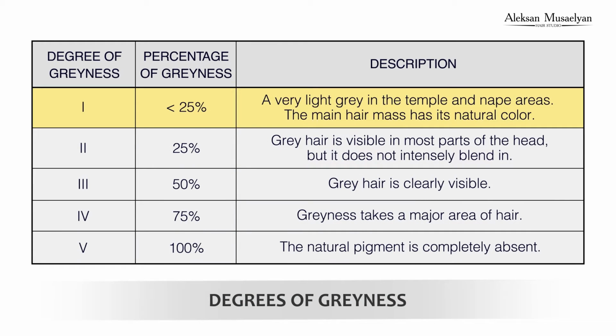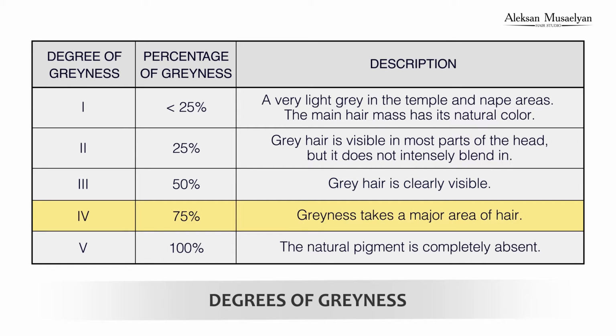There are 5 degrees of grayness. The first degree is a very light gray in the temple and nape areas. The main hair mass has its natural color, though slightly faded. The second degree is 25% of grayness. Gray hair is visible in most parts of the head, but it does not intensely blend in. The third degree is 50% of grayness. Gray hair is clearly visible.